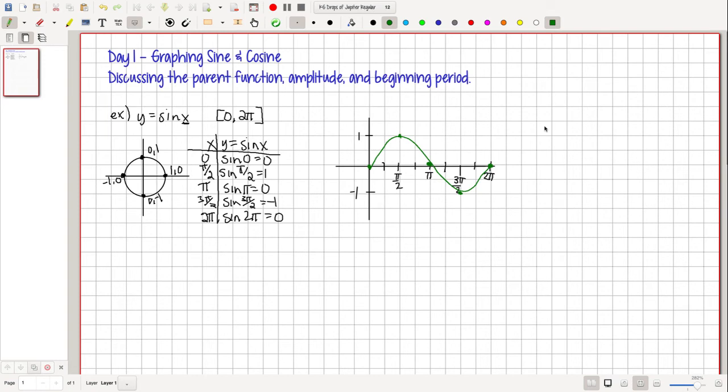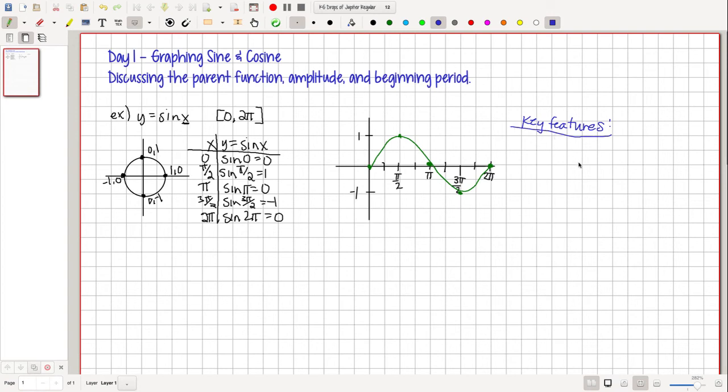So now let's look at some key features of just this right here. Let's go blue. Okay. So we're going to look at some key features of this graph. And bear with me, I'll try not to get sloppy.